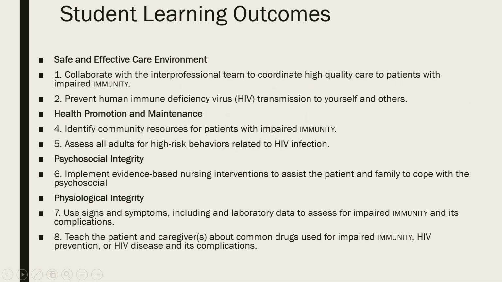Here are the learning objectives, including collaborating with the interprofessional team, preventing HIV transmission to yourself and others, identifying community resources for our patients with impaired immunity, assessing all adults for high-risk behaviors related to HIV, implementing evidence-based nursing interventions to assist the patient and family coping with HIV, signs and symptoms including lab data about HIV and impaired immunity, and teaching the patient and caregivers about common drugs used for impaired immunity and HIV prevention.